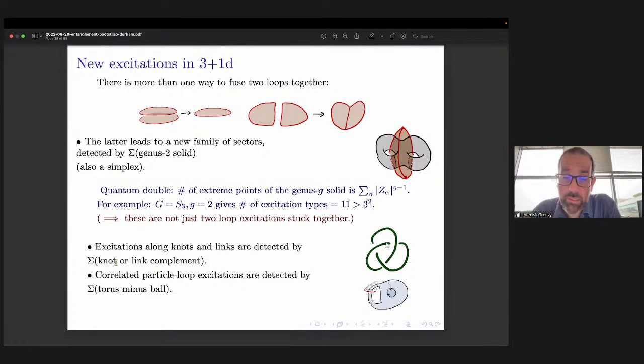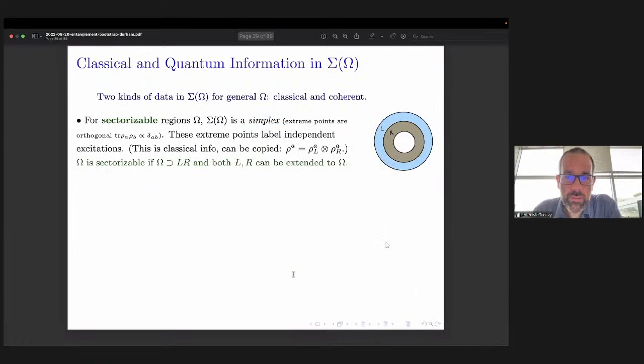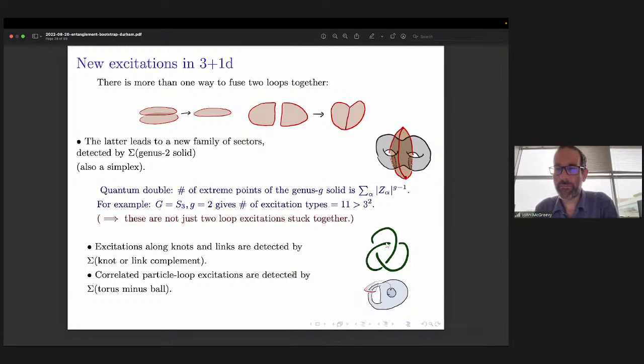And there are also excitations which are like a combination of a loop and a particle, which are created by a single operator, which is actually not supported on a manifold. It's supported on this thing, which is partly a surface and partly a line. And that thing is detected by the information convex set of the torus minus the ball, which I've drawn here. Okay, so maybe I've indicated that there's a somewhat overwhelming multiplicity of things to consider in three-dimensional topological order.